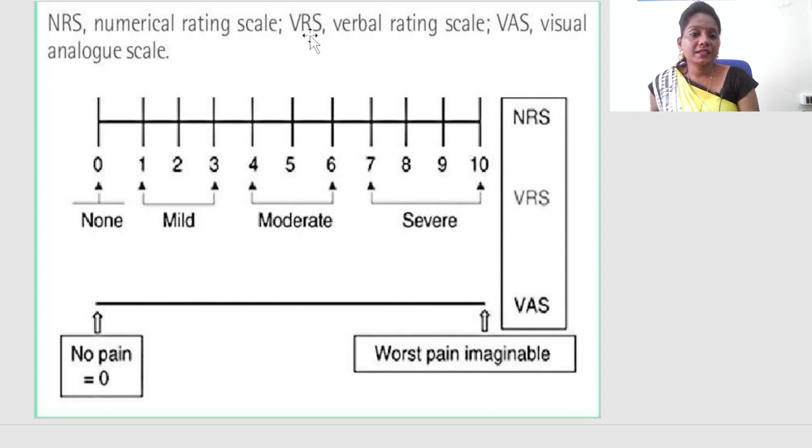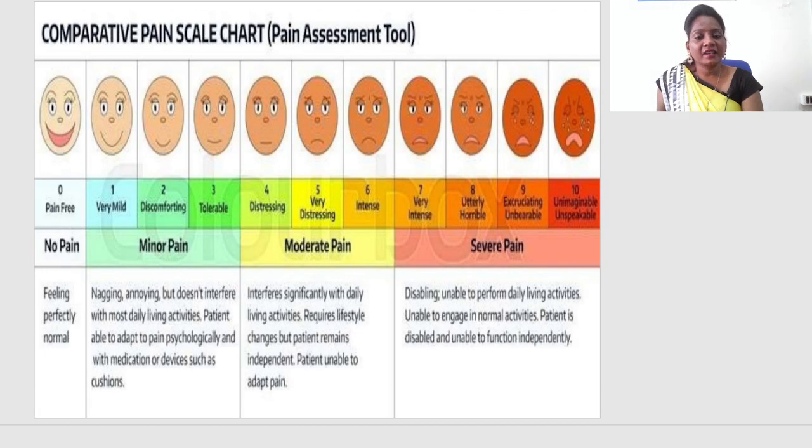Numerical rating scales or visual analog scales or differential scales, all these scales will have this one only. No pain 0, and worst pain imaginable, that is none, mild, moderate or severe. Like this they will keep a rating scale. And when we see the comparative pain scale chart, I think everybody knows this.